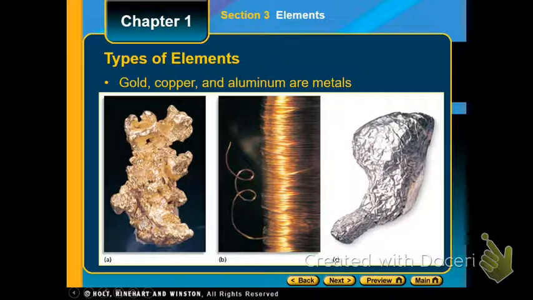There on the left, you've got a chunk of gold. In the middle, you have copper. It's showing its ductile properties. It can be drawn into a fine wire. And then on the right, we've got our aluminum, where they have made aluminum foil. So that shows the malleable properties of it being hammered or rolled into thin sheets.